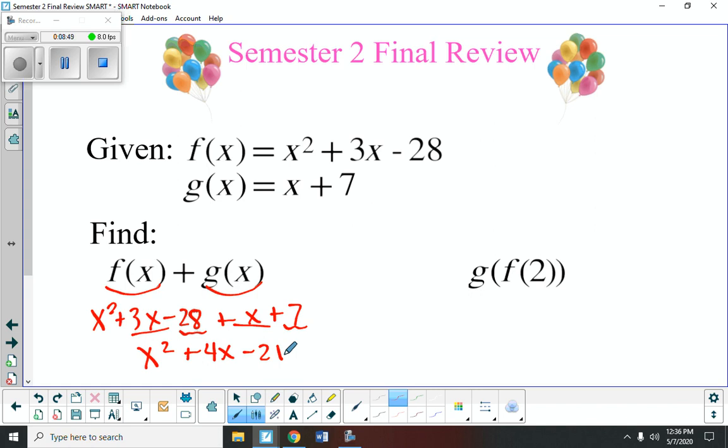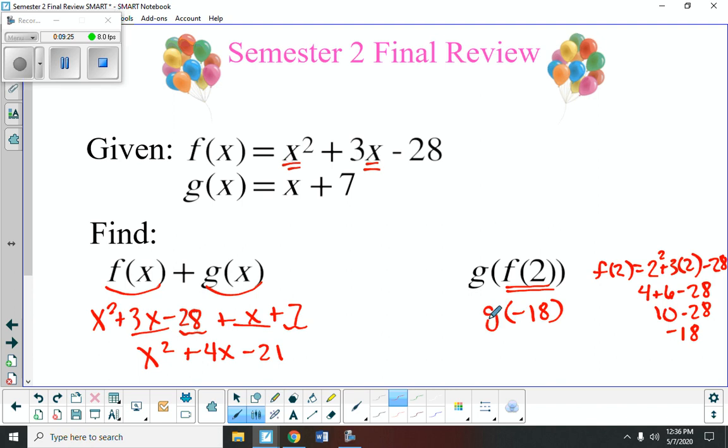Now we're going to do function composition. Now remember with this, what we do is we start on the inside. You need to find f of 2, which means in the f function, you want to substitute in a 2 for the x. So f of 2 would equal 2 squared plus 3 times 2 minus 28. So that would be 4 plus 6 minus 28. And that's a negative 18.